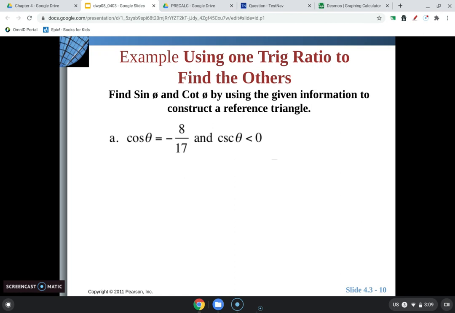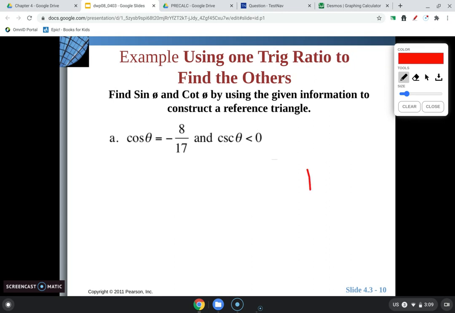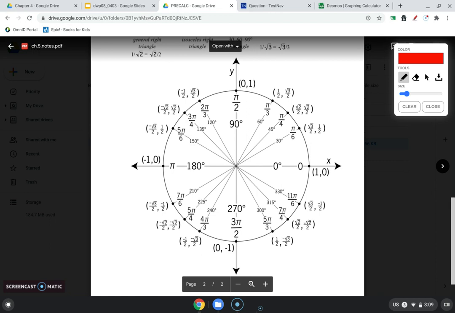Okay. Find sine and cotangent of theta by using the given information to construct a reference triangle. So cosine is negative. All right. That means where is x negative? Cosine is adjacent over hypotenuse. So look at our unit circle again here. Cosine is negative in either this quadrant or this quadrant, because that's where x is negative. So over here or over here.